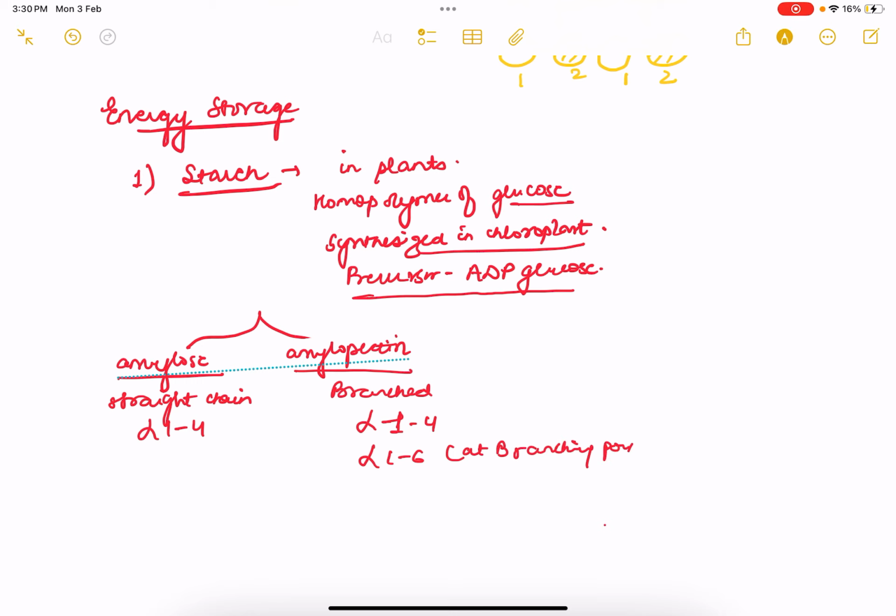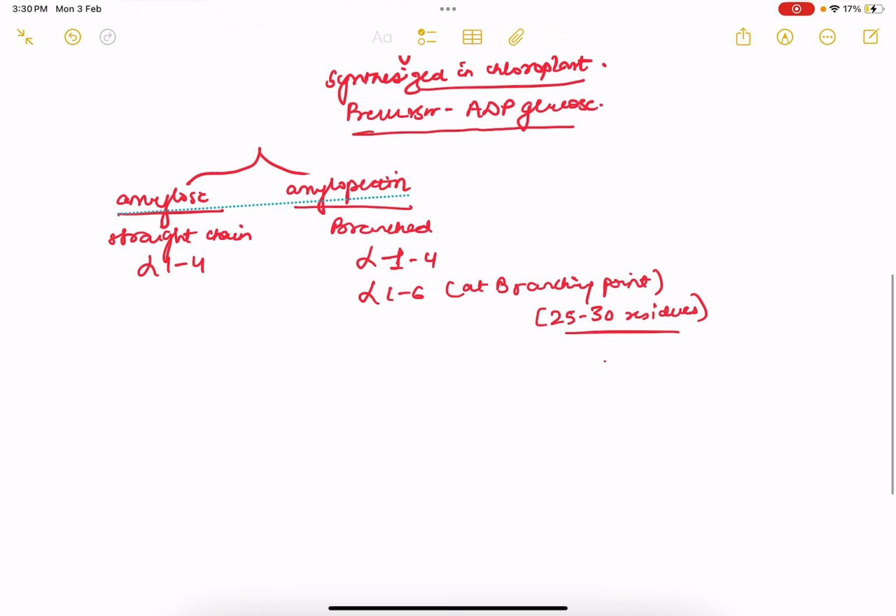The branching comes after 25 to 30 residues of sugar. After every 25 to 30 residues there is branching. The structure of starch is helical, that means it is present in the form of a helix, and the bonds are intra-chain hydrogen bonds in the structure of the starch molecule.